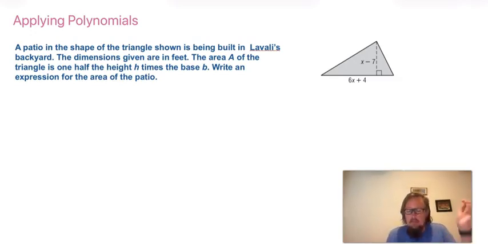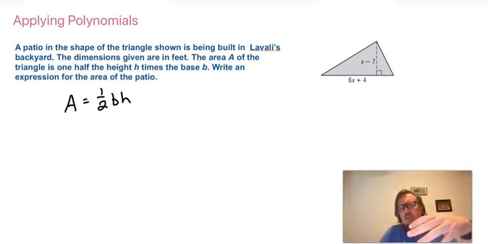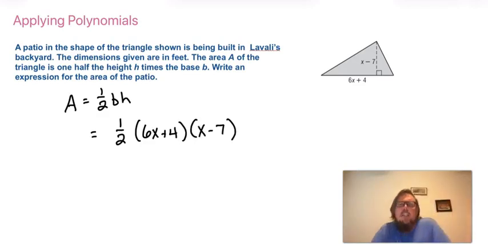And the problem very helpfully gives us the formula for the area of a triangle. In case you forgot, area of a triangle is 1/2 base times height. So the base of this triangle is 6x plus 4, and the height of the triangle is x minus 7. So to find the area, we're going to do 1/2 times 6x plus 4 times x minus 7.